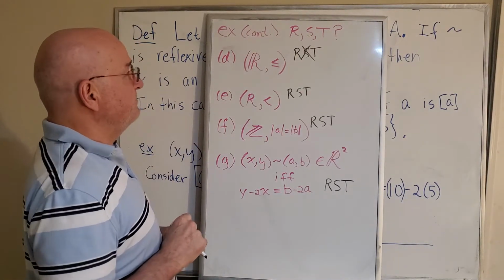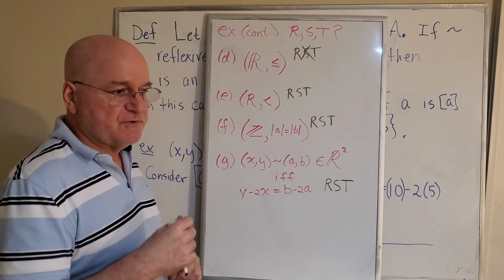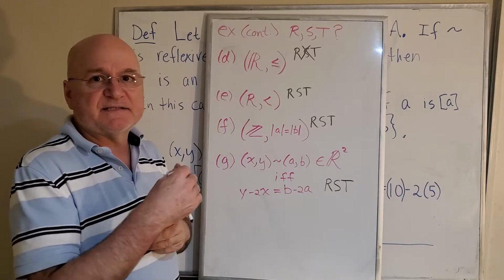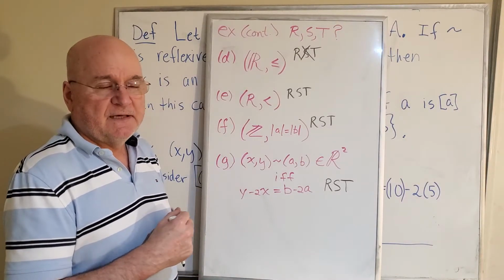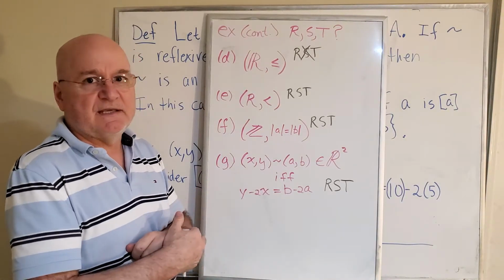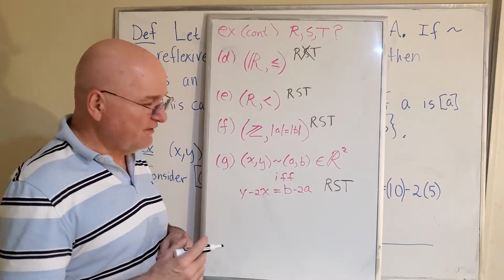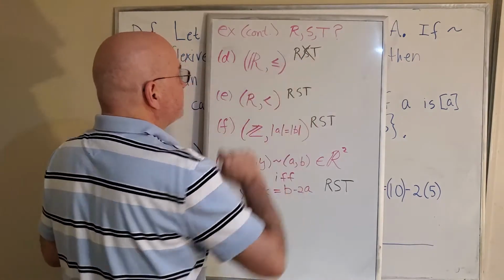Is it transitive? Think of three numbers. If A is less than or equal to B, and B is less than or equal to C, must it be the case that A is less than or equal to C? Of course it does. So transitive stays.